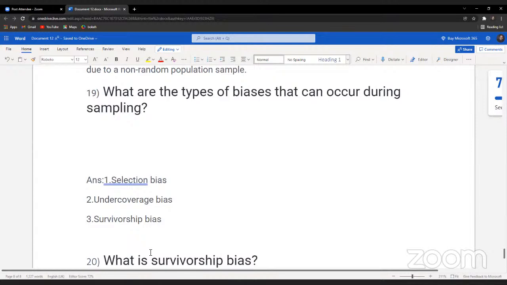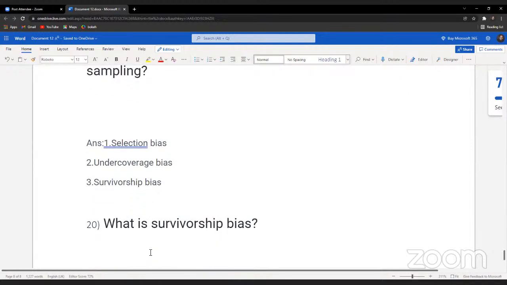Looking to the next one and the last one for the day. What is survivorship bias? This is a type of sampling bias. So, what is survivorship bias? I would like to give you a minute. If you can also answer, please do, and we'll discuss the answer in a minute.